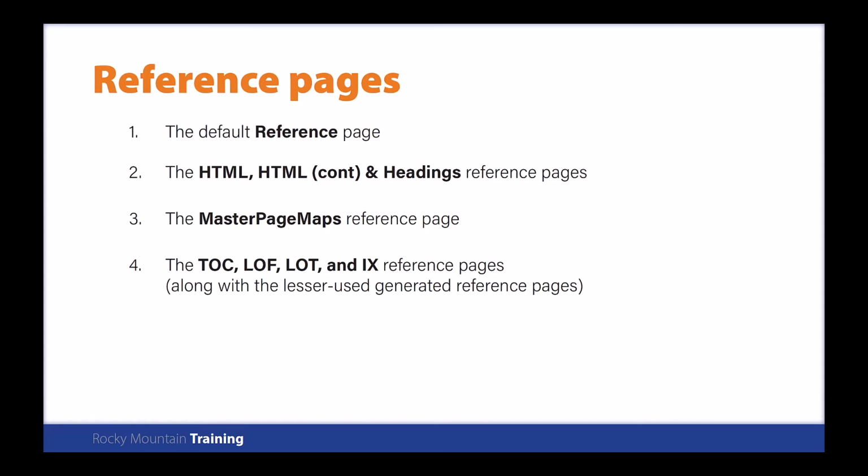Remember that my definition for reference pages in FrameMaker is that they hold content that either you want to refer to or FrameMaker needs to refer to. The user never sees them in their entirety. They see snippets from those pages incorporated onto your body pages. And they have a couple other things that they can do for us as well. So let's go take a look. We'll look at the default reference page, the HTML mapping pages, the master page mapping page, and the generated file reference pages.